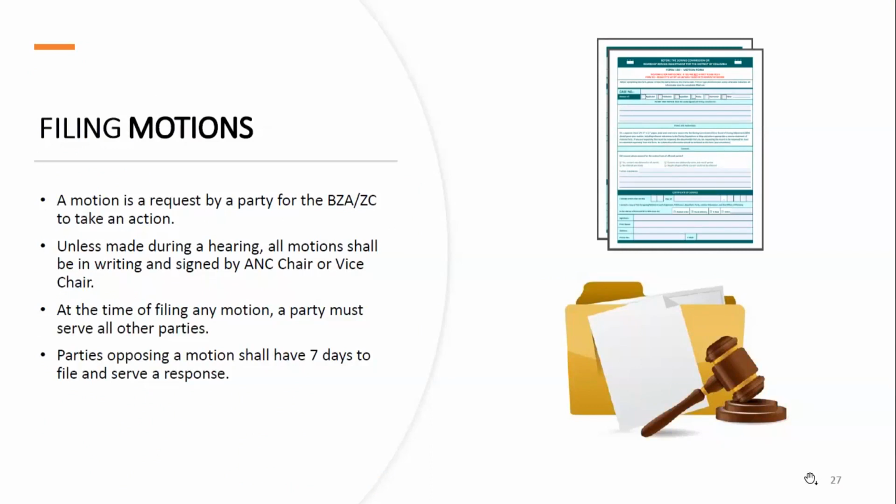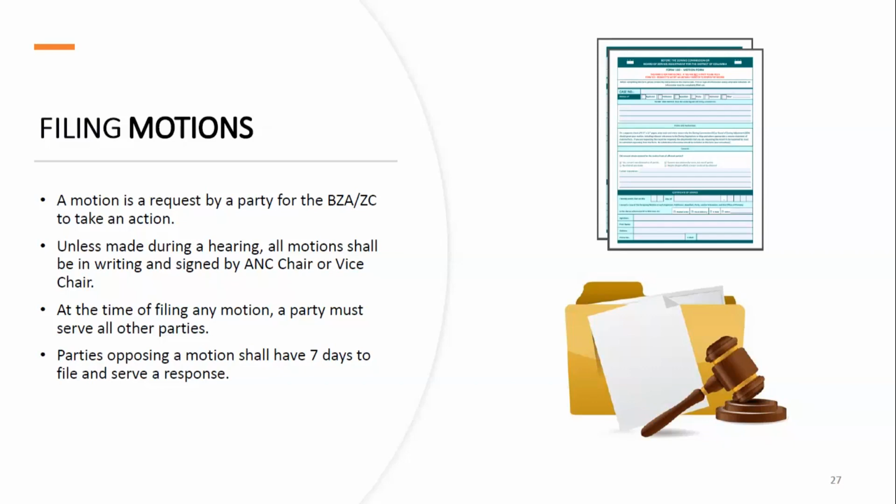Unless it is made verbally during a hearing, all motions shall be in writing and signed by the ANC chair or vice chair. And we encourage parties, including ANCs, to use the Form 150 for motions. And this is on our website, and it ensures that all the required elements of filing a motion are filled out, similar to the ANC report form.